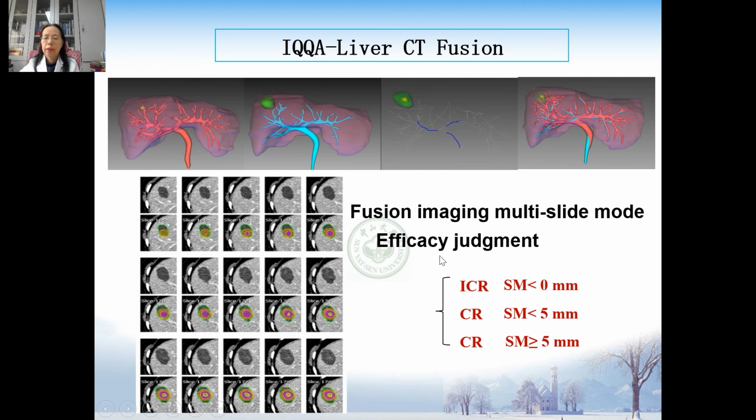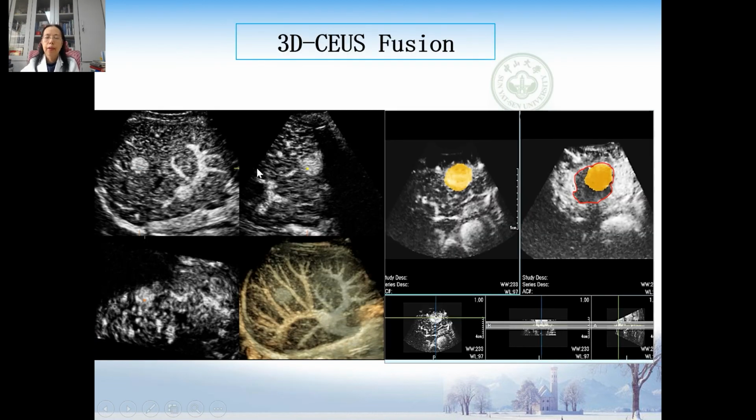So we can get the safety margin: no safety margin, or less than 5 mm. In the 3D contrast ultrasound fusion, we take the 3D data before ablation. It can show the tumor and vessel very well. And then after ablation, we can get similar data again. So we compare and fuse the tumor volume and the ablation volume here.